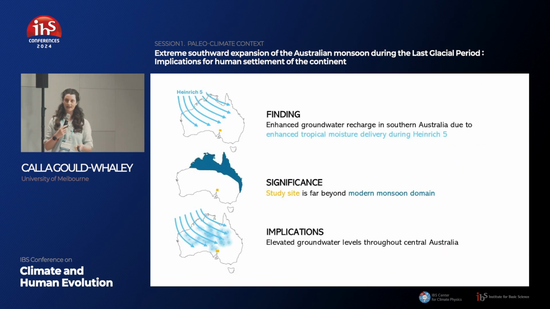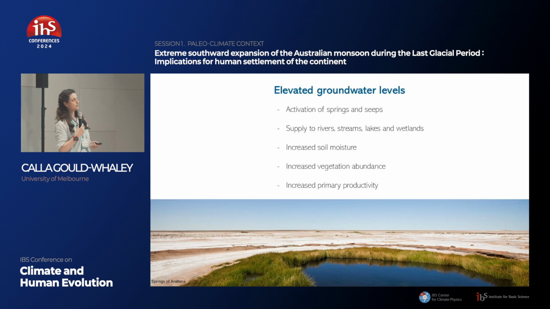So to sum up where we are now, the implication of this is that if we have elevated groundwater levels in southern Australia in response to tropical rainfall, then that moisture has had to pass across central Australia as well. So if we're seeing elevated groundwater levels in southern Australia, then potentially we had elevated groundwater levels through central Australia as well.